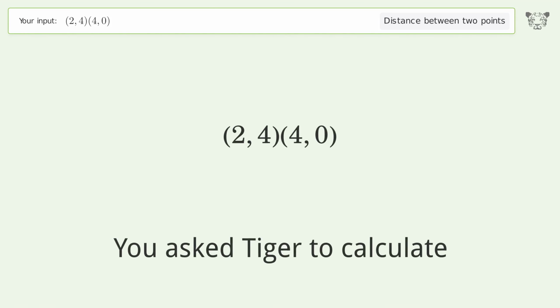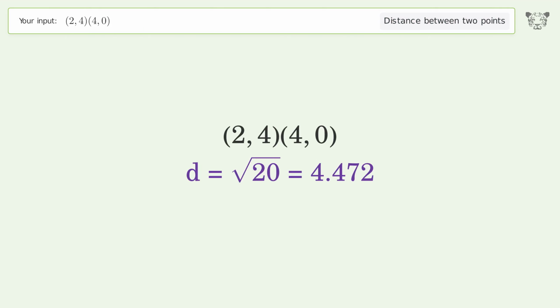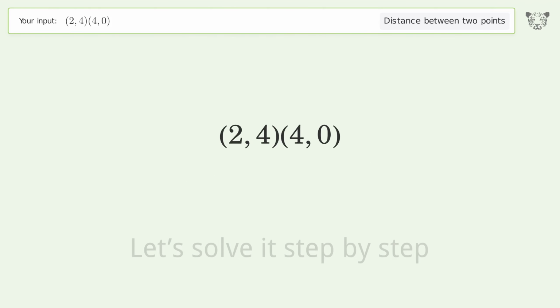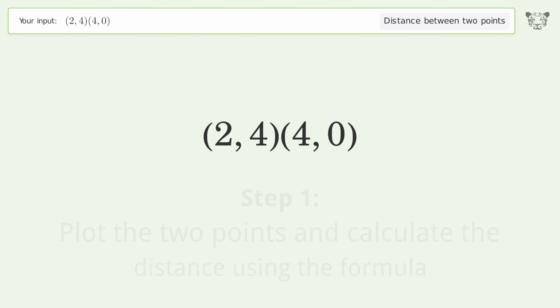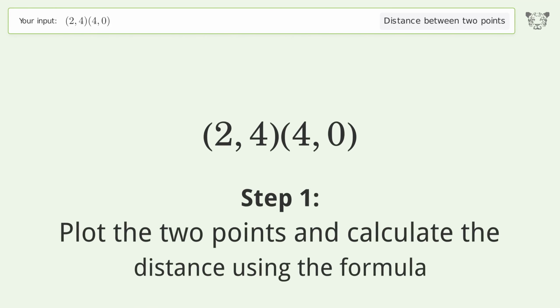You ask Tiger to calculate the distance between 2 points. The distance between the 2 points is the square root of 20, or 4.472. Let's solve it step by step. Plot the 2 points and calculate the distance using the formula.